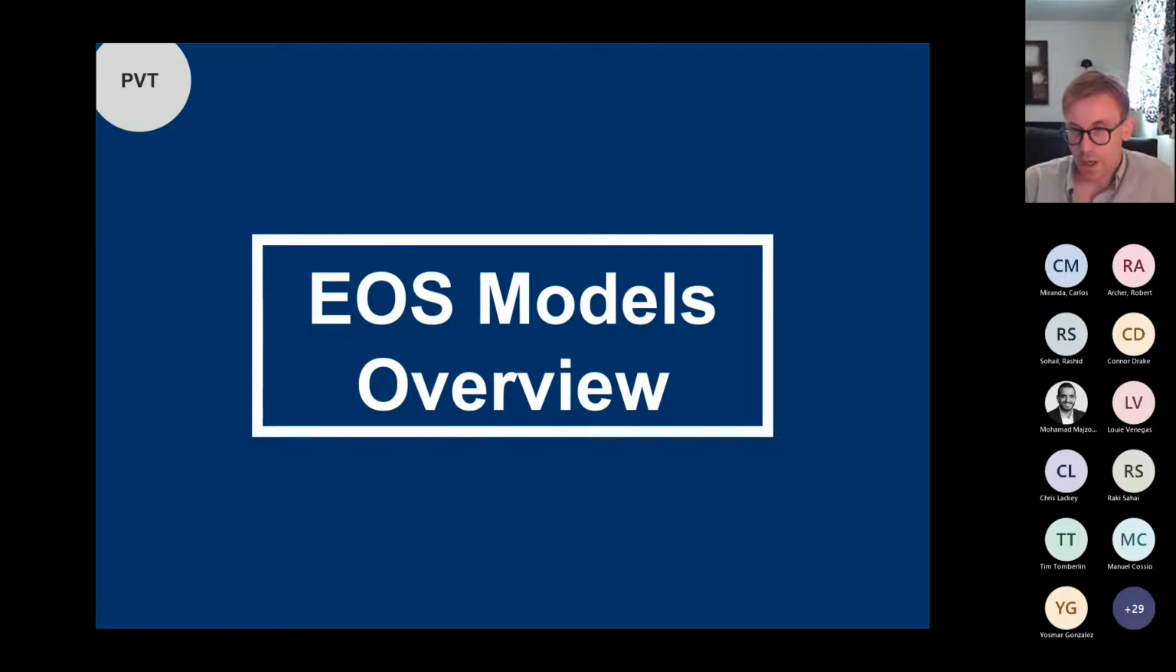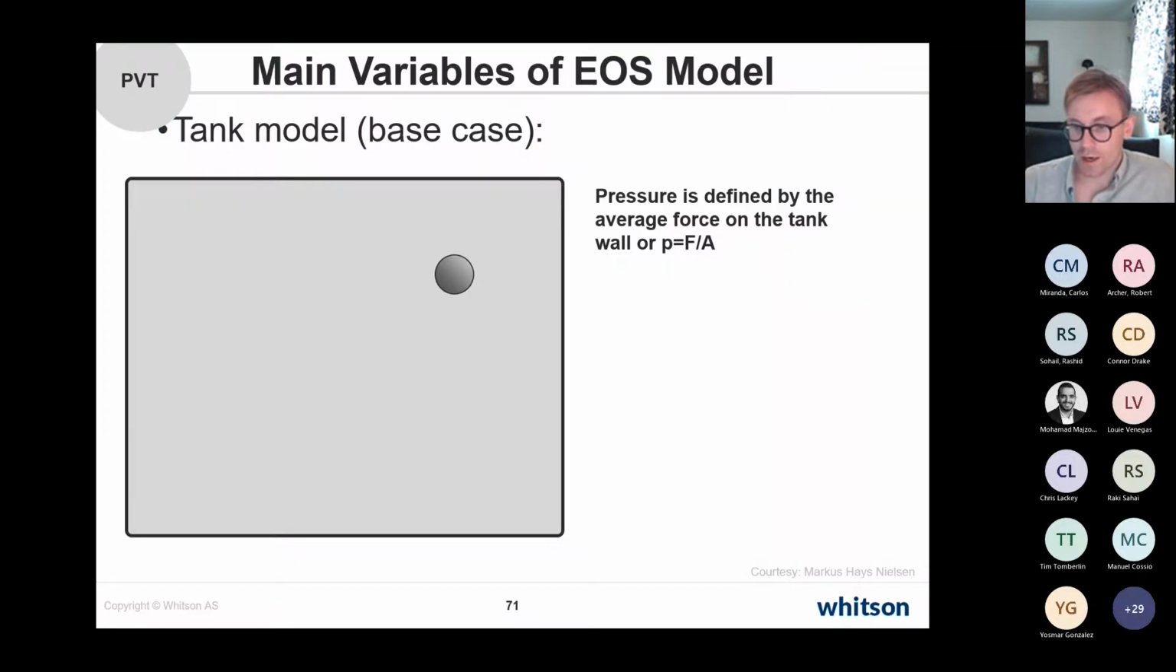So in a nutshell, to understand what an equation of state model is, it is very helpful to start with the tank model. If you believe that you have a tank, we define the pressure that gets exposed to the tank wall as force divided by area, that's the so-called pressure. Every time a particle, molecule, or atom is hitting the wall, it is applying some kind of force or pressure on the wall.